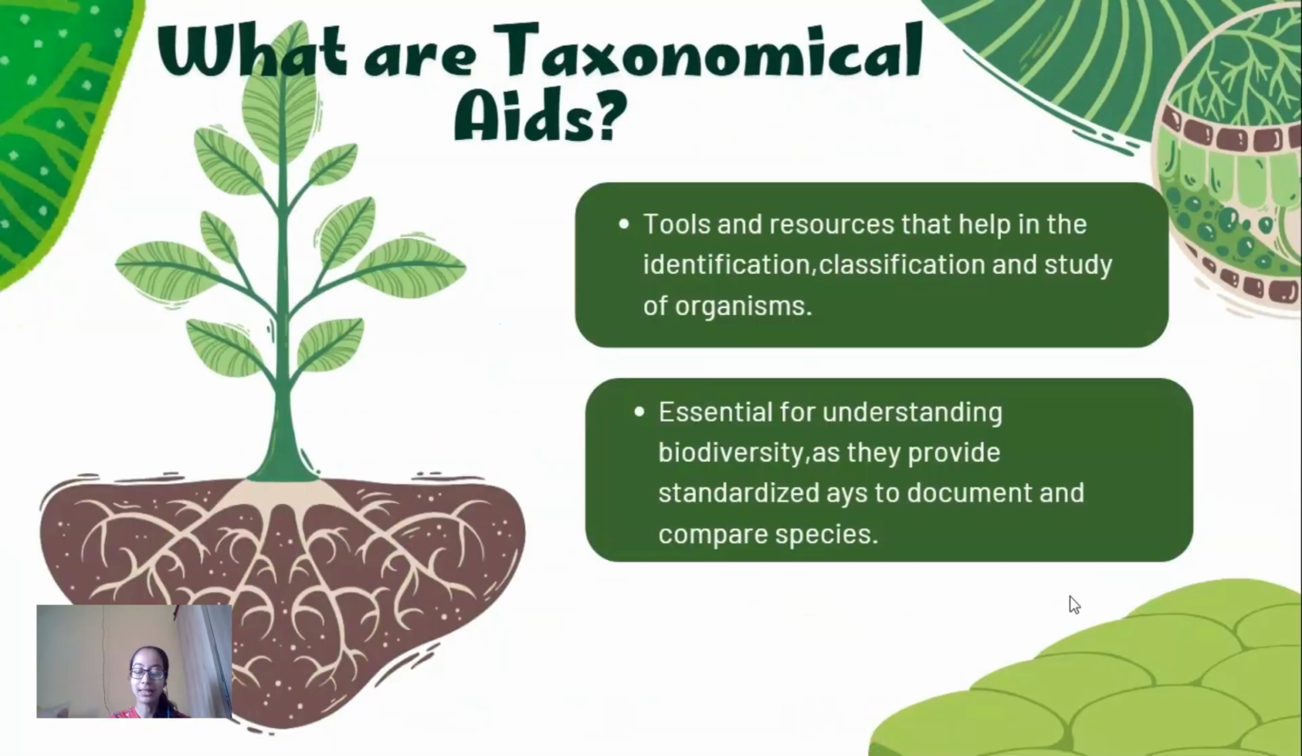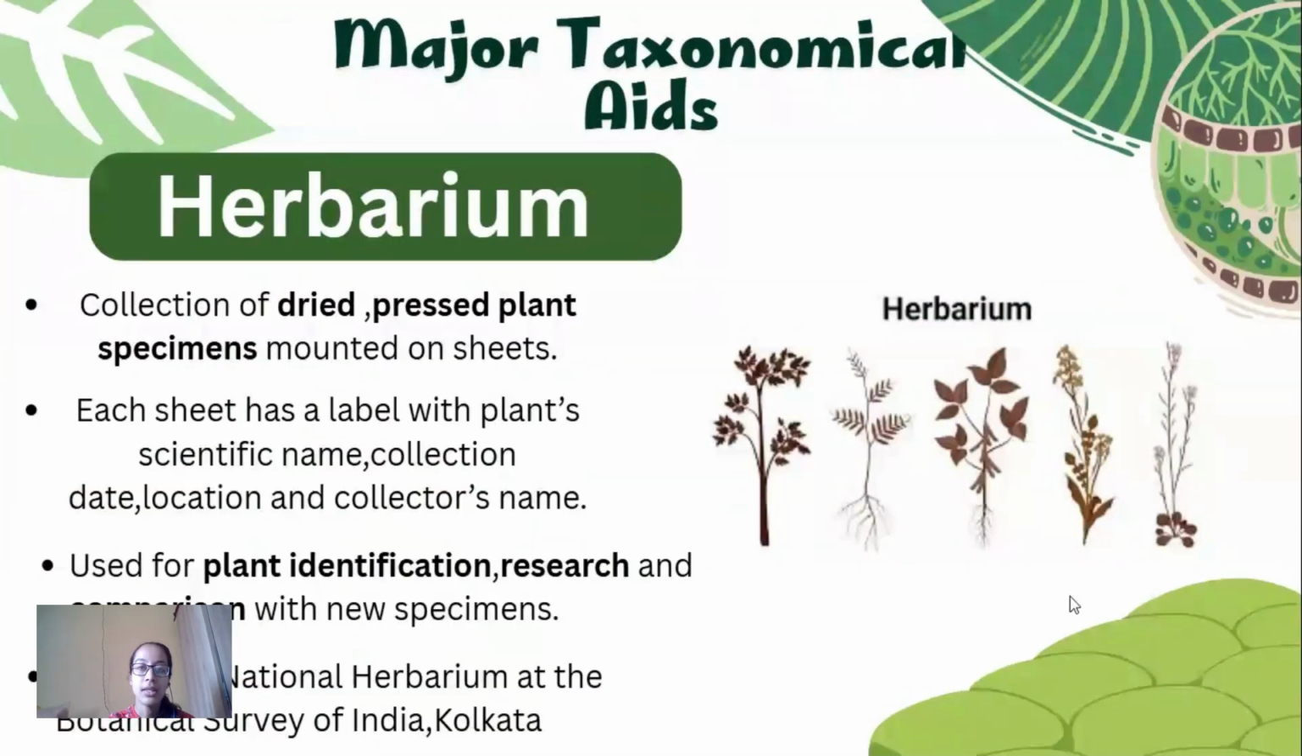What are taxonomical aids? Taxonomical aids are the tools that help us to identify, classify, and study organisms. They are just like a shortcut for biologists. Now, what are the major types of taxonomical aids? There are basically five types of taxonomical aids. One is herbarium, second is botanical garden, third is zoological park, fourth is museum, and fifth is key. So, let's discuss each one of them in detail.